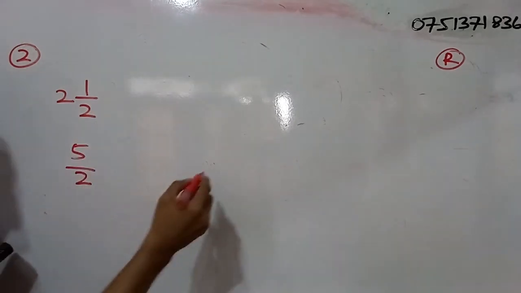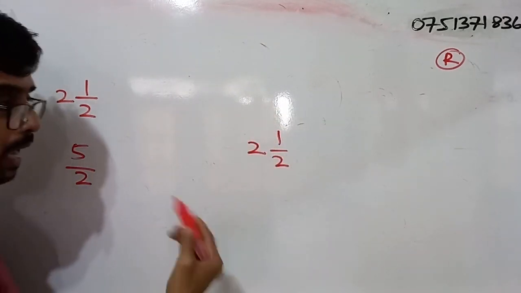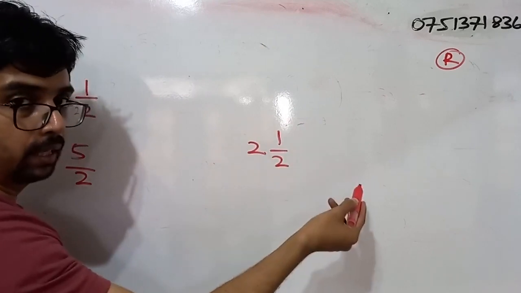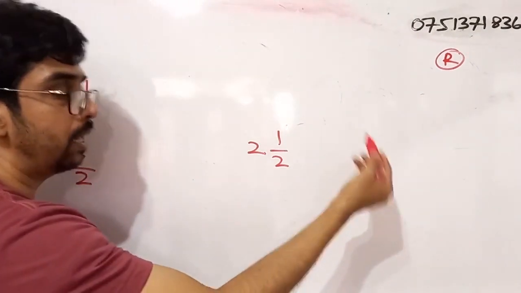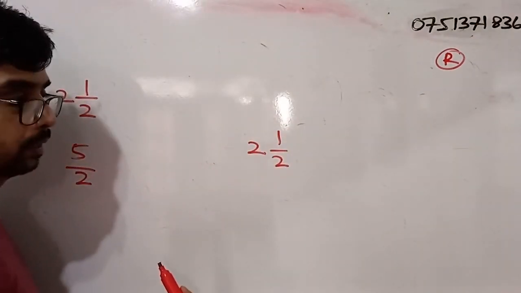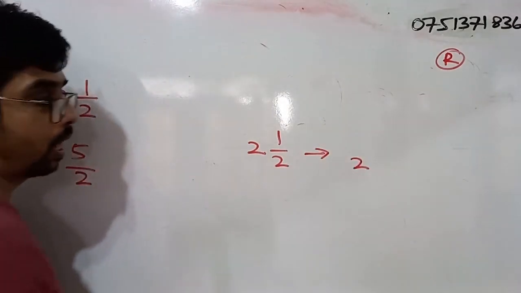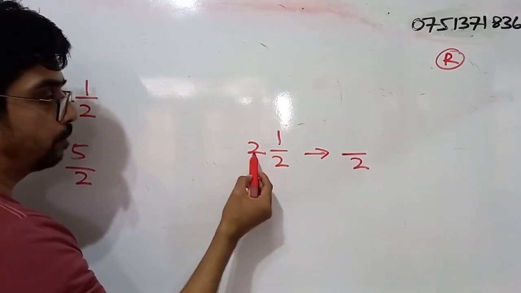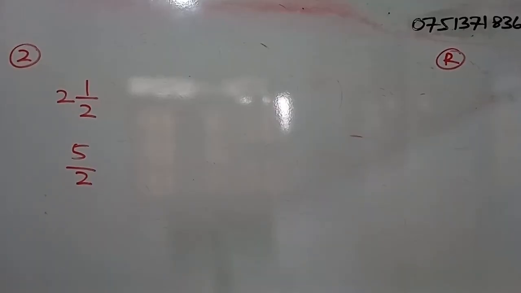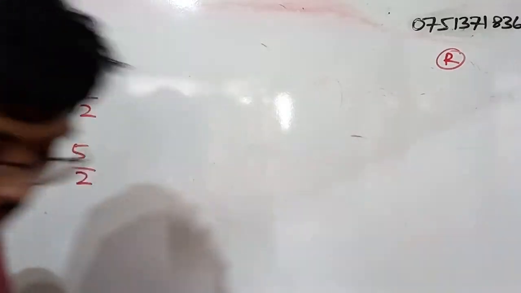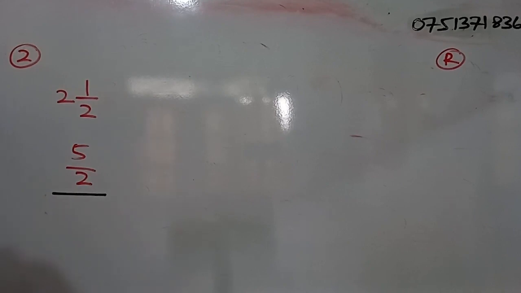How do we get it? Take 2 1/2. So this is a mixed number. Every mixed number can be converted into an improper fraction. And also every improper fraction can be converted into a mixed number. So here the denominator will be the same. How do we get the numerator? 2 times 2, that is 4. Add the 1, so this becomes a 5.